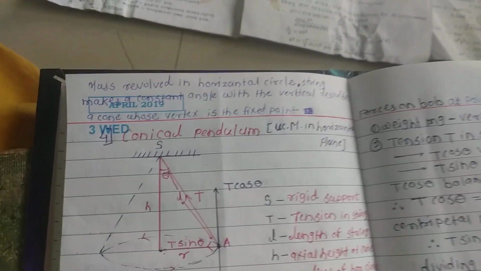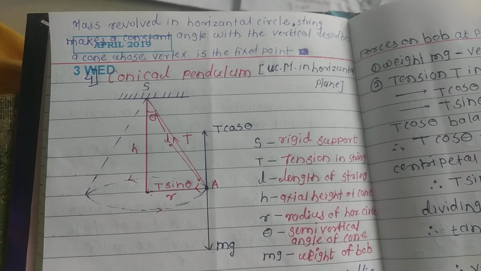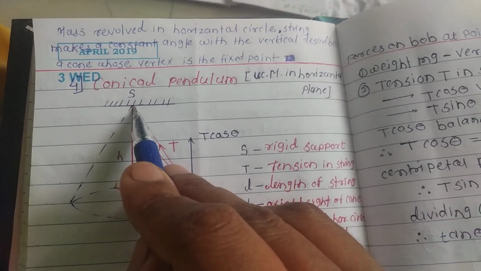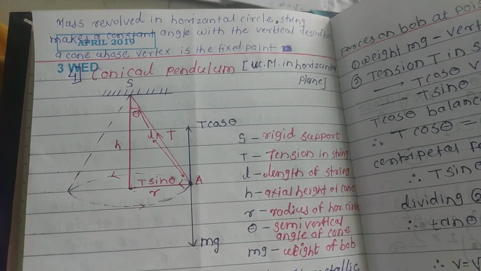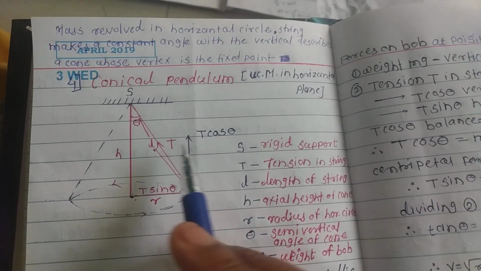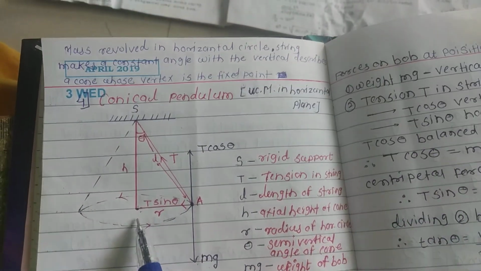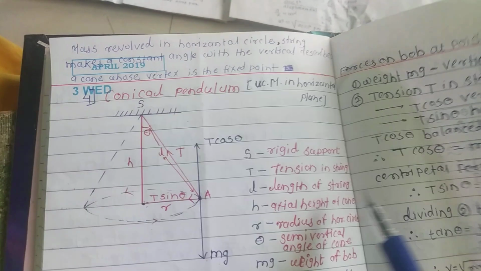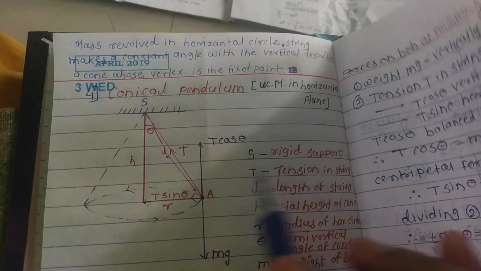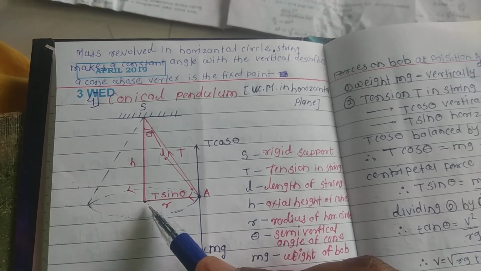Okay, it is similar to the simple pendulum, but between the simple pendulum and the conical pendulum there is one big difference. The string from the rigid support, which is lightweight and slightly extensible, is making an angle with the axial height. So here we are getting the angle. That angle is theta. It is the semi-vertical angle of a cone made by the string with the vertical height.